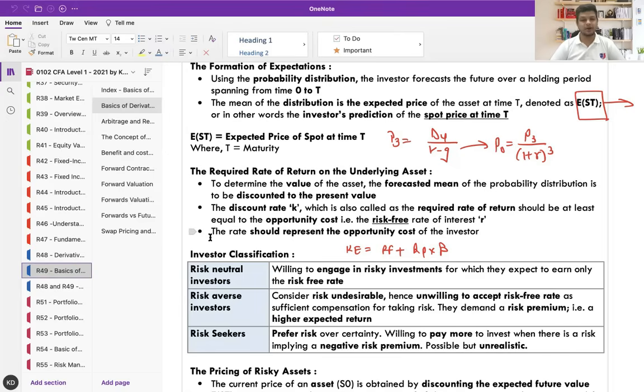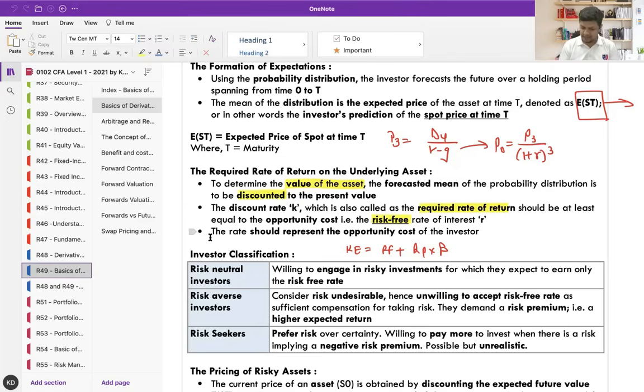Now that's for the underlying asset, but for derivatives things are very much different. We are going to see that. Right now let's focus on the underlying asset. The required rate of return on the underlying asset: to determine the value of the asset, that is P3, P4 and all, the forecasted mean of the probability distribution is discounted to the present value. We bring everything to the present value, and the discounting rate is called the required rate of return, which is our opportunity cost of risk-free, but at least risk-free plus something extra, which is what we call risk premium. Am I correct? So the discounting rate is not only risk-free, that's the minimum. And if it is a risky asset, there will be a risk premium also.